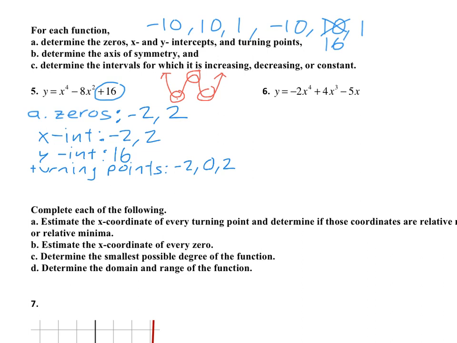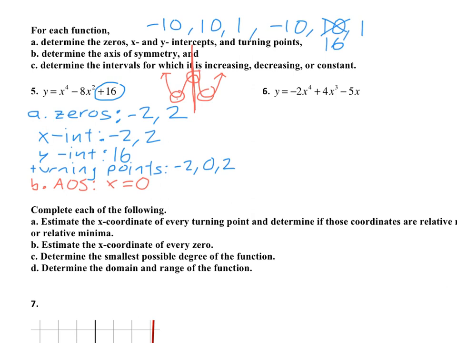Okay, the axis of symmetry. The axis of symmetry for this. Usually polynomial functions are not symmetrical, but this one is. The axis of symmetry is x equals 0. If you draw a line straight down at x equals 0, you'll see that it cuts the graph in half.